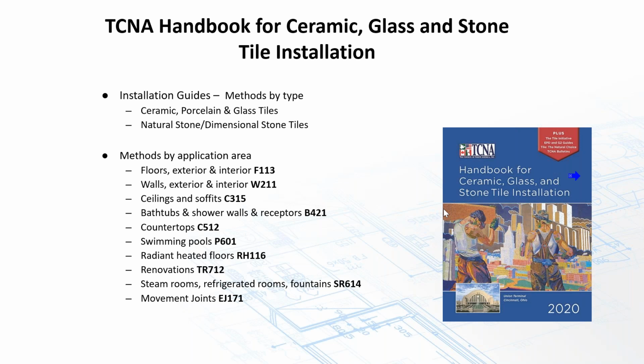Bathtubs, showers, and receptors start with a B. Countertops, C. Swimming pools with a P. RH for radiant heated floors. TR for tile renovation or renovations. Steam rooms, refrigerator rooms, fountains, SR. And movement joints, EJ for expansion joint. 171 is the method.